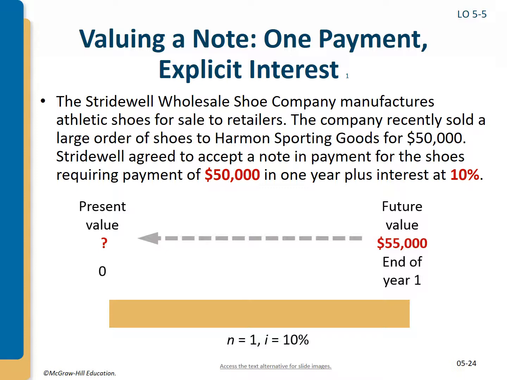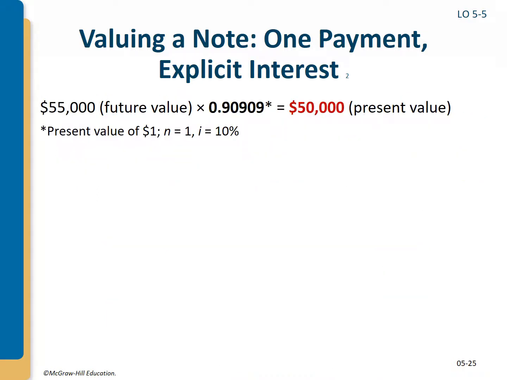So what is the present value? 10% times 50,000 was $5,000 interest. Well, if you take 55,000 times the present value at 10%, one period, because we know the future value and we're trying to figure out the present value, it's the $50,000. 0.90909, and this was from table 2 on page P-2.